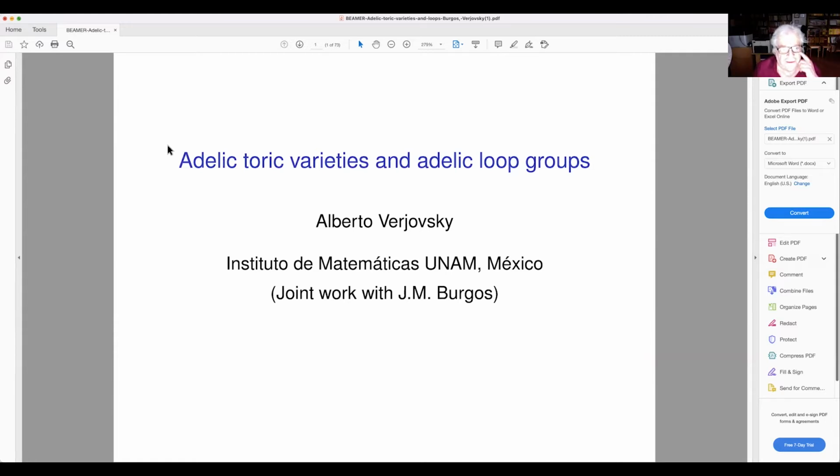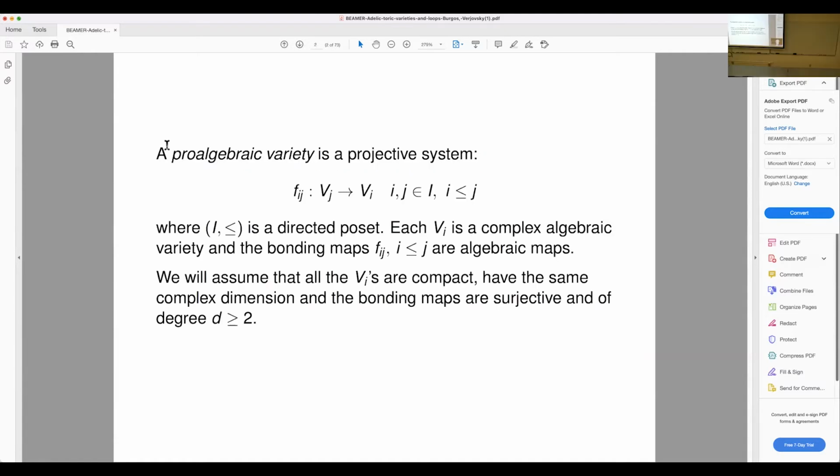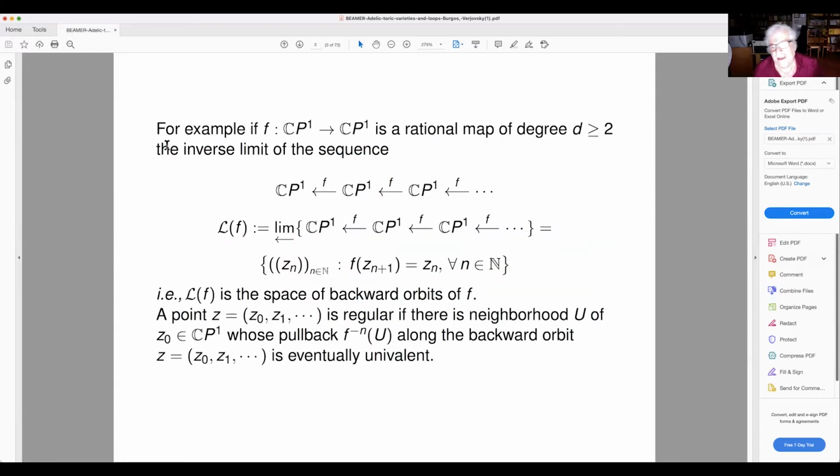So this is the title of my talk, and it's joint work with Juan Manuel Burgos. So I take a system of algebraic maps, indexed by a directed poset, where each Vj is an algebraic variety, compact or of the same dimension, and the Fij are algebraic maps. Here's an example and maybe a motivation.